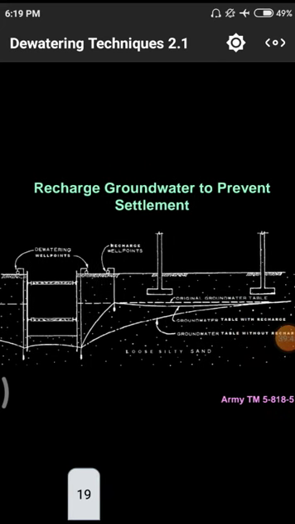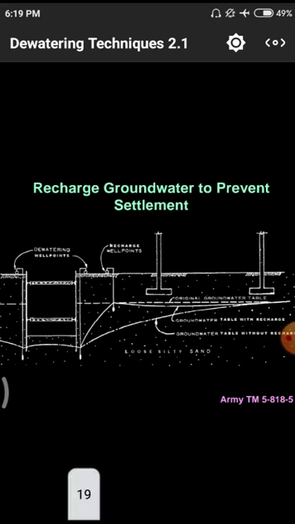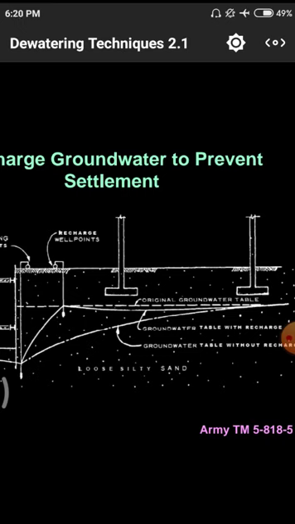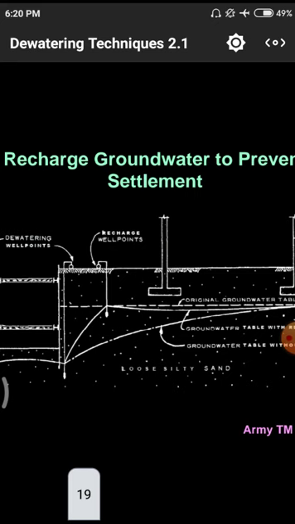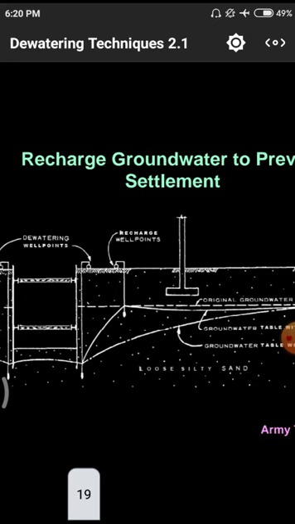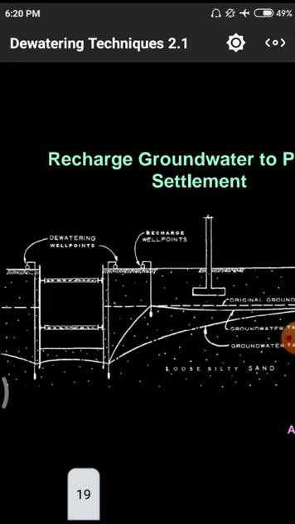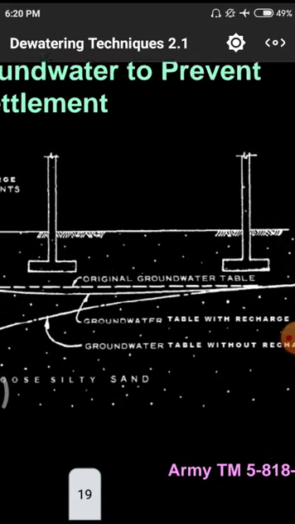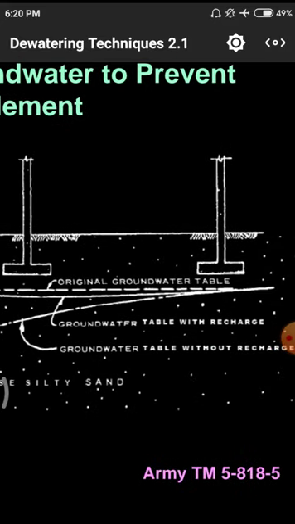This is the recharge of groundwater to prevent settlement. This is the original groundwater table we have. After that, the groundwater table will be recharged. This is the structure we need to understand: groundwater table with recharge, and groundwater table without recharge.